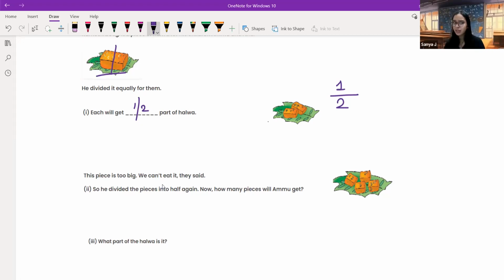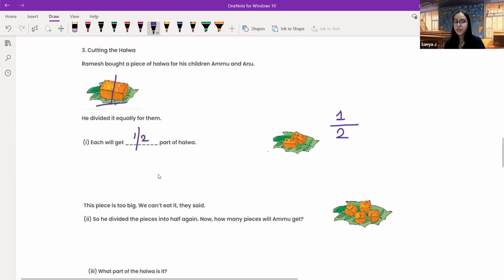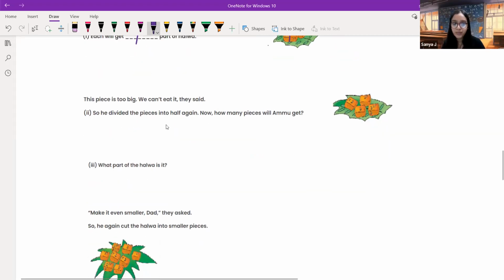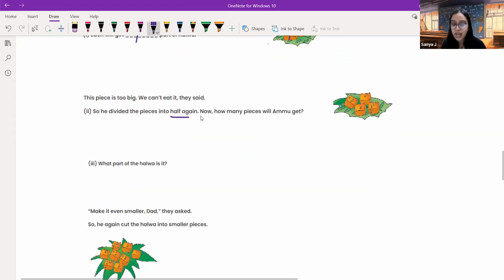We can't eat it. So you know what Ramesh does? He then divides these two parts further into two equal parts. Okay? This part is divided into half. This is also divided into half. He divided the pieces into half again. Now, how many pieces will Amu get?